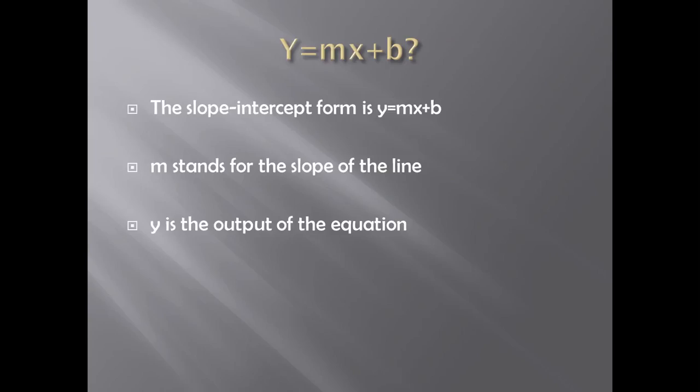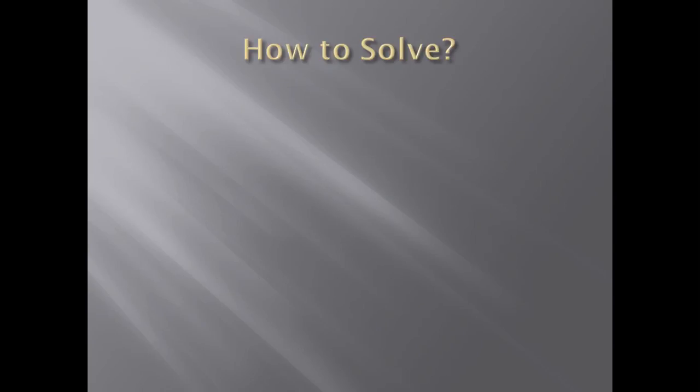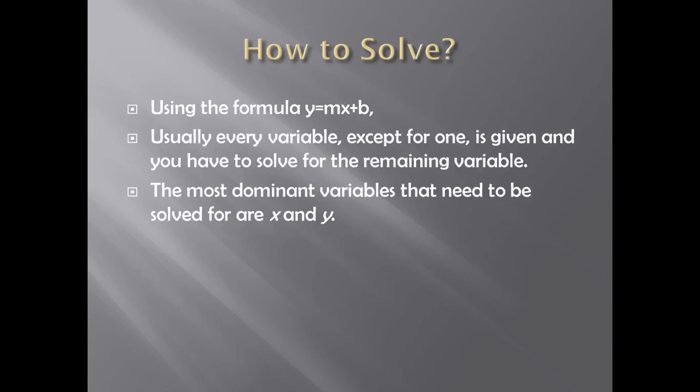Then you also have y, which we explained is the output of the equation. Along the line, any given point is the output. You also have b, which is the y-intercept, which is defined as the output of the equation where x equals 0. And then you have x, which is the input of the equation along the line at any given point. So how do we solve it? Well, using the formula y equals mx plus b, usually each variable has a given number or a given symbol, and you have to solve for the remaining variable.